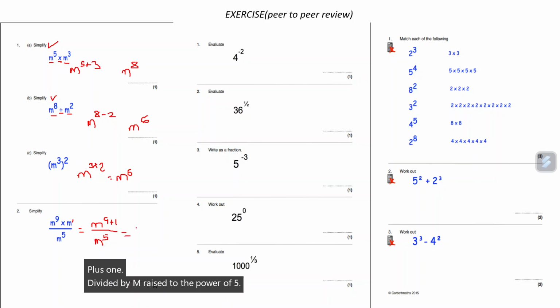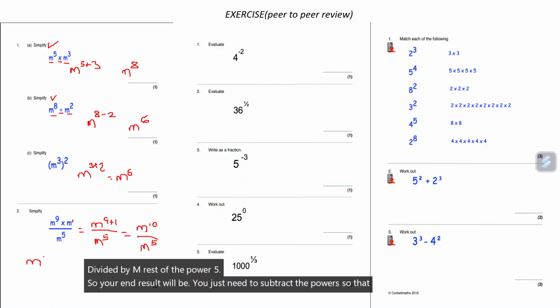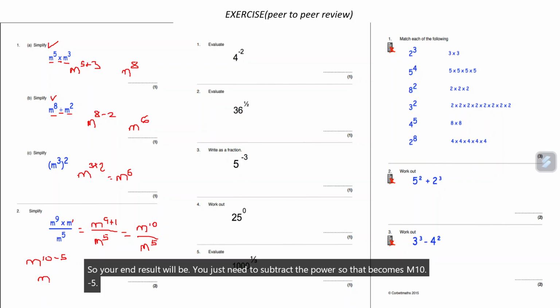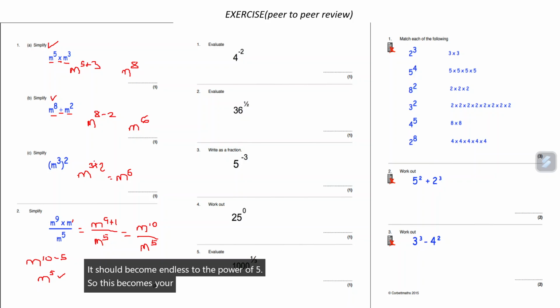So this becomes m raised to the power of 10 divided by m raised to the power of 5. So your end result will be, you just need to subtract the powers. So that becomes m10 minus 5, which will become m raised to the power of 5. So this becomes your final answer.